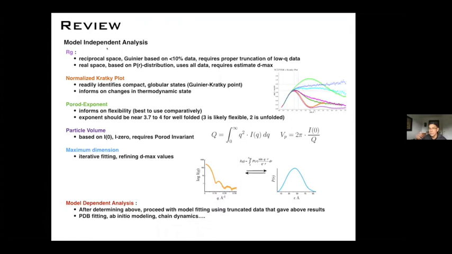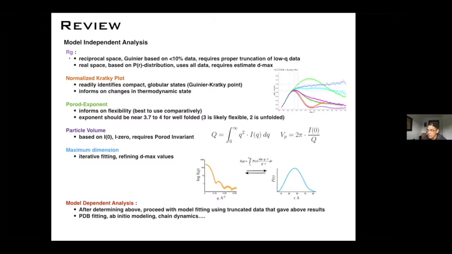This is where, if you measure your SAXS data, you can easily extract the radius of gyration. There are two ways to get this. One is a reciprocal space based measurement using the Guinier approximation. The other is a real space method based on the P of R distribution, where you're taking the second moment of the P of R distribution. To emphasize, this uses all of the data that you use in the P of R transform, whereas the Guinier uses about 10% of the data.